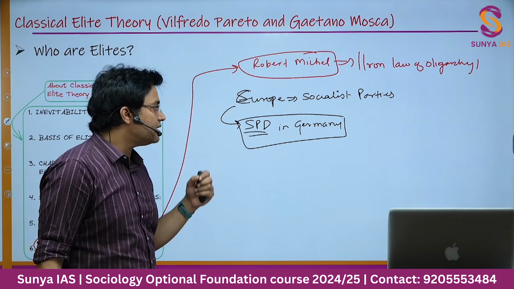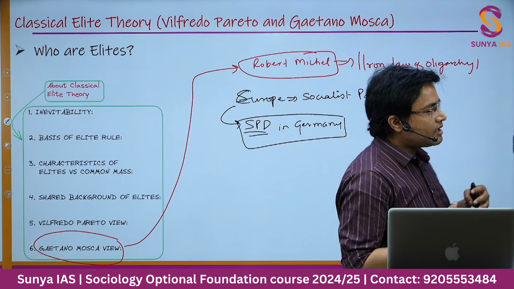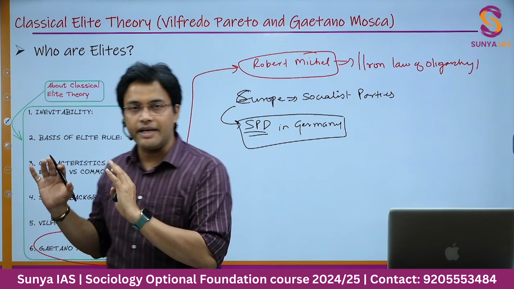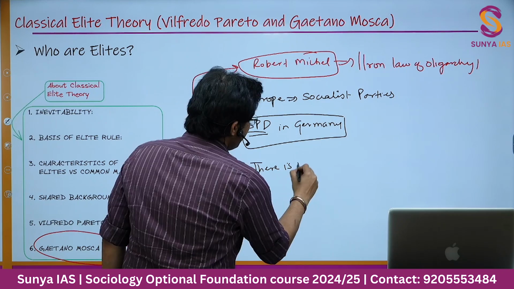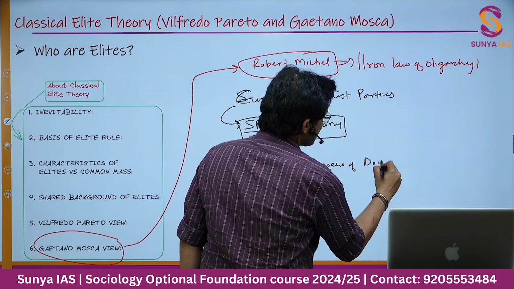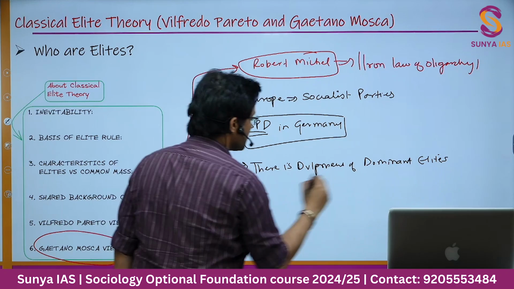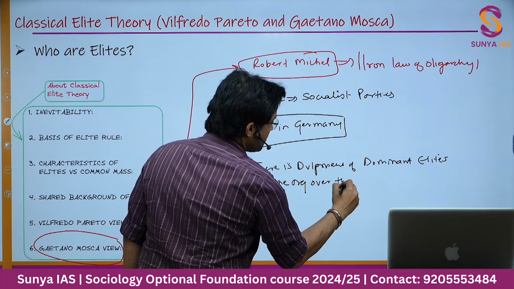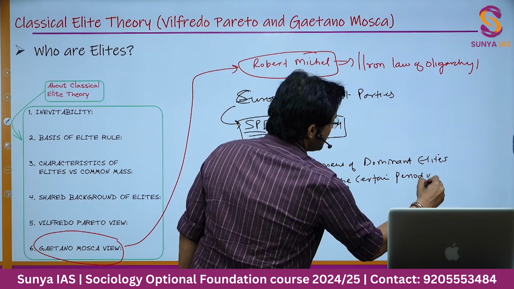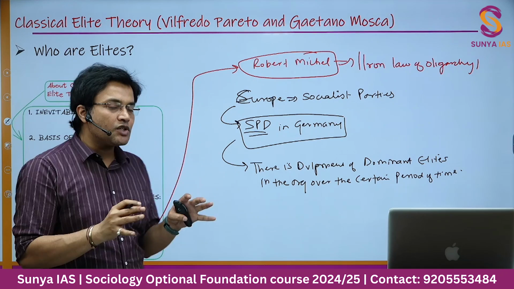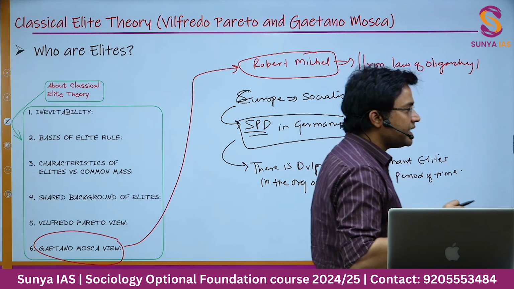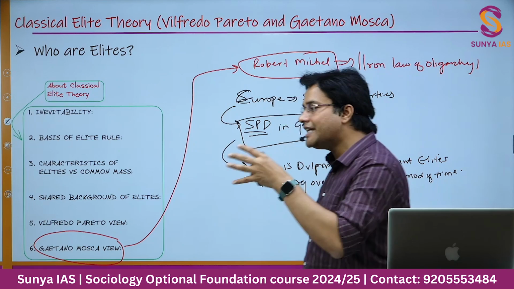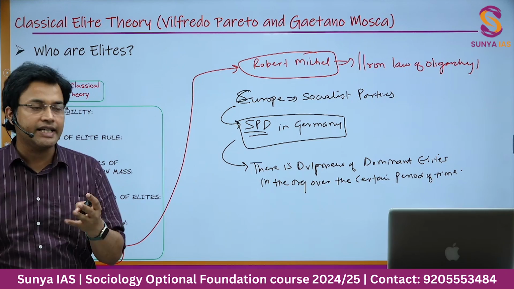And there he came to the conclusion that there is a development of a dominant elite at the top of the organization over a certain period of time. So elites will eventually come into force, and they develop not only in any kind of society, but even in democratic or socialist societies, which propound the concept of equality of everyone, right?